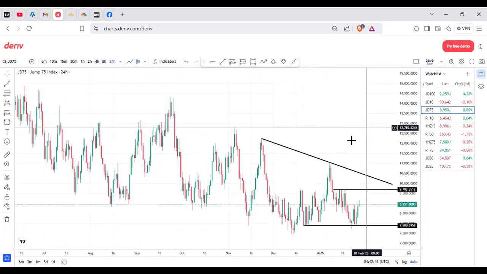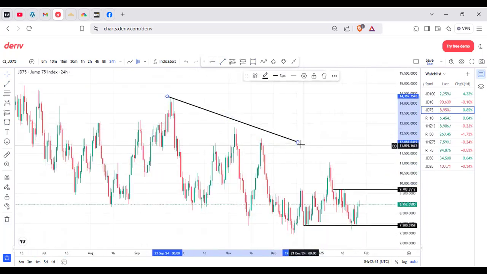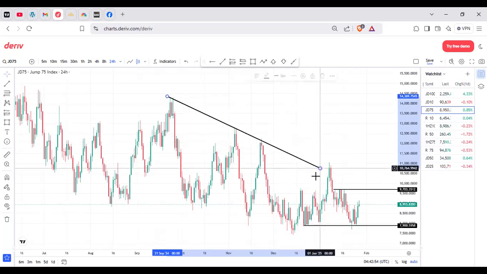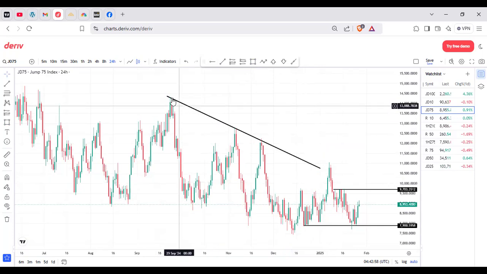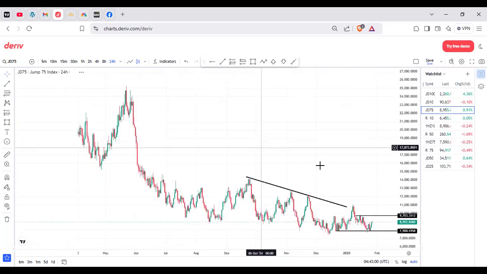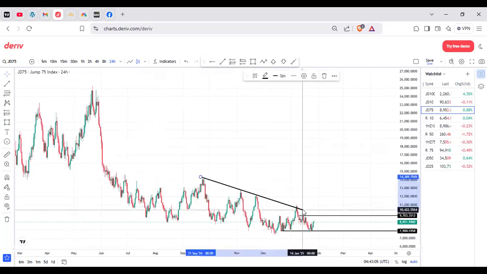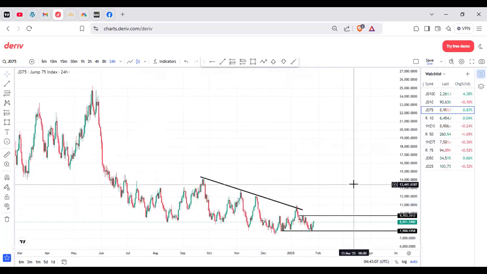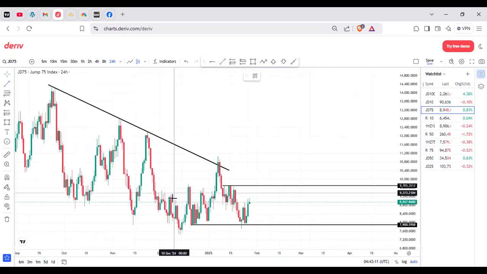Just observe. This trend line, it has several touches. Can you see that? 1, 2, 3. So you can see there are 3 touches. Also add this one, this side. You see that it is very far.